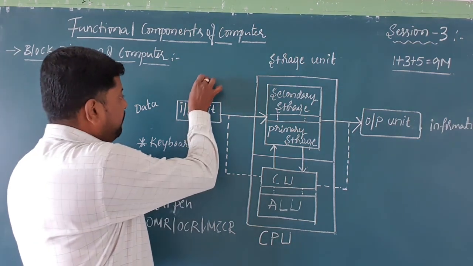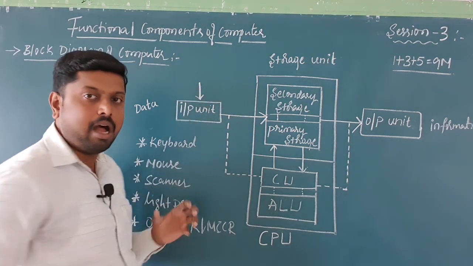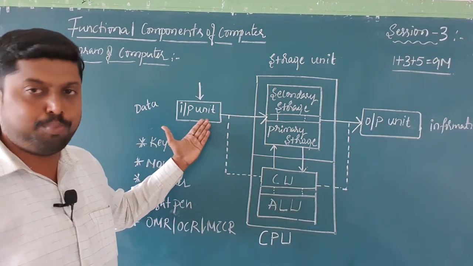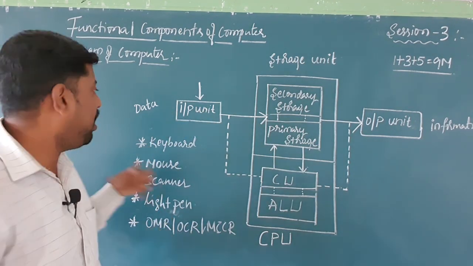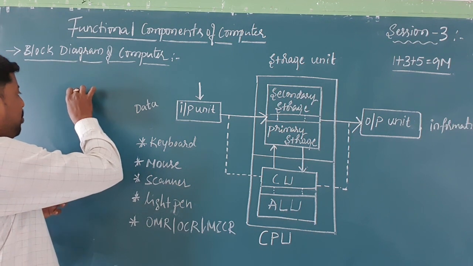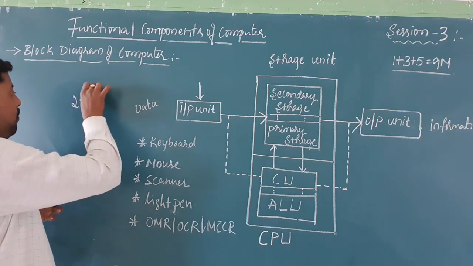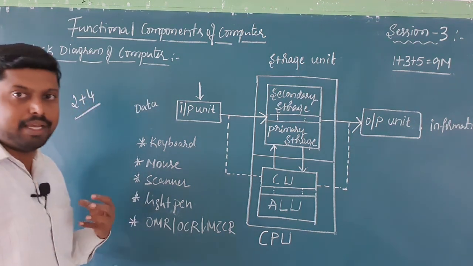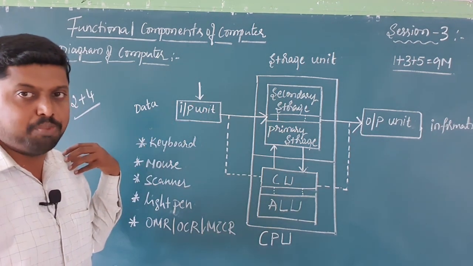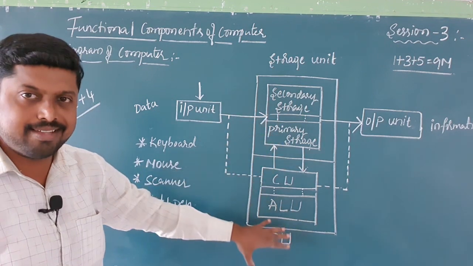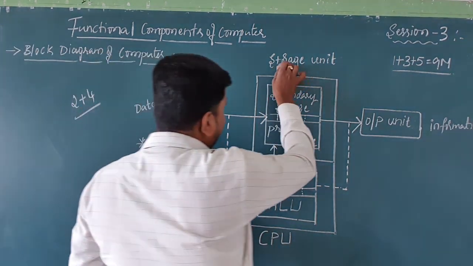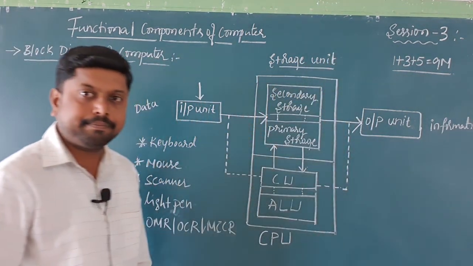Then the computer will accept the inputs. After the user gives the inputs to the computer, the computer accepts them. How do we explain with the keyboard and the calculator? 2 plus 4 is the input given by the user. The computer will now accept the input. Then this data will go to one more unit, the second unit, that is what we call the storage unit.